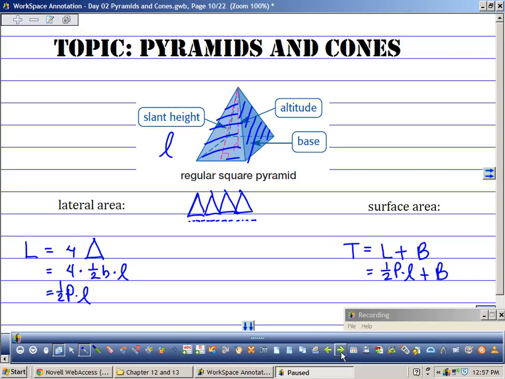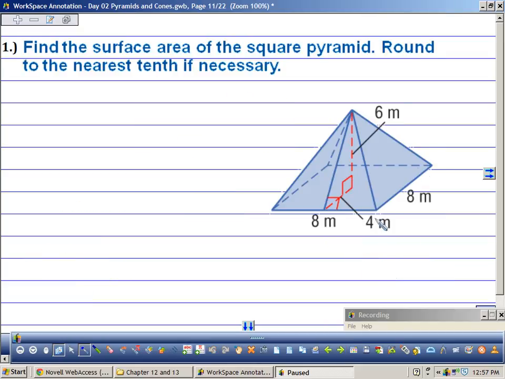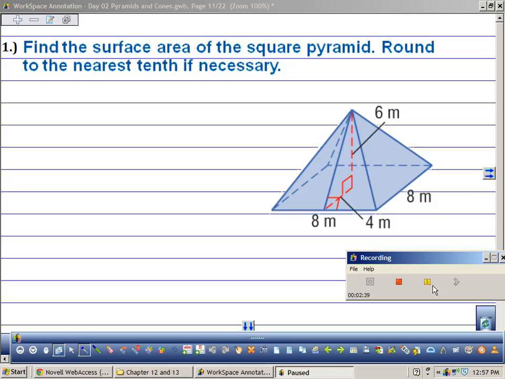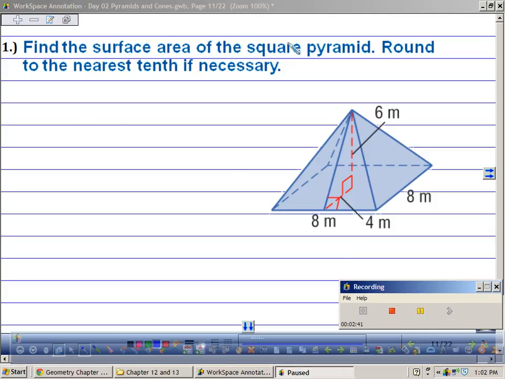So let's use this. You guys ready? All right, go ahead and write this down. Find the surface area of the square pyramid. Round to the nearest tenth if necessary. So the total surface area is explained by finding the lateral area plus the base. Our lateral area of a pyramid is half the perimeter times the slant height. And this particular base is a square base, correct? Yeah. So we could say it would be side squared.